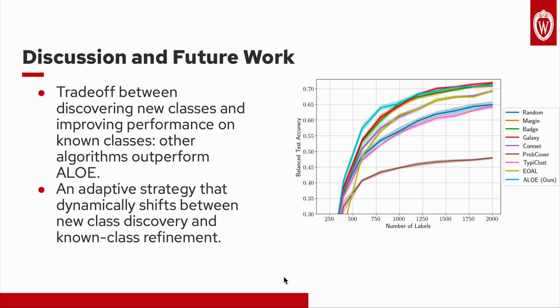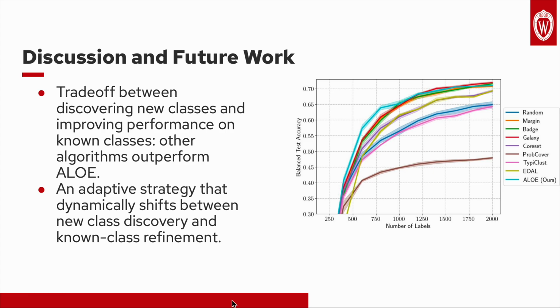The idea would be to initially prioritize discovery when the model has limited knowledge, and later shift to a consolidation phase once most of the classes are identified.